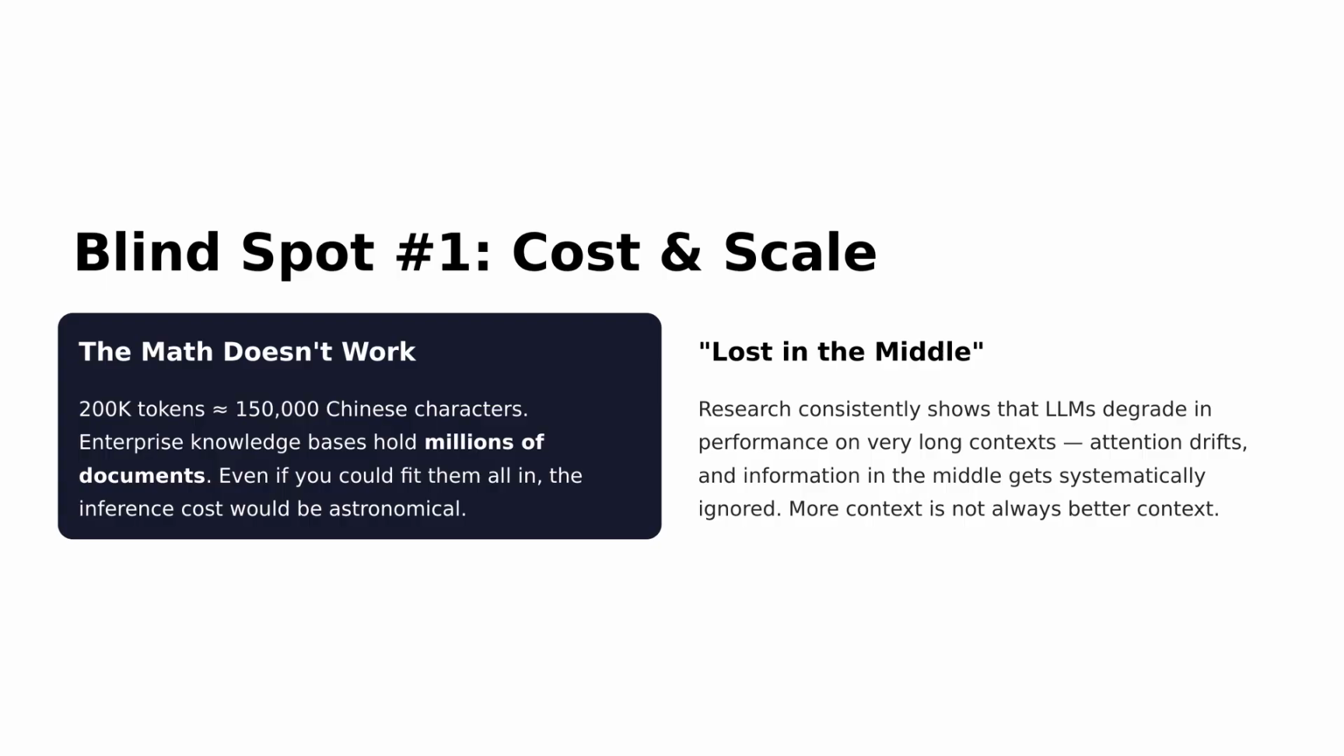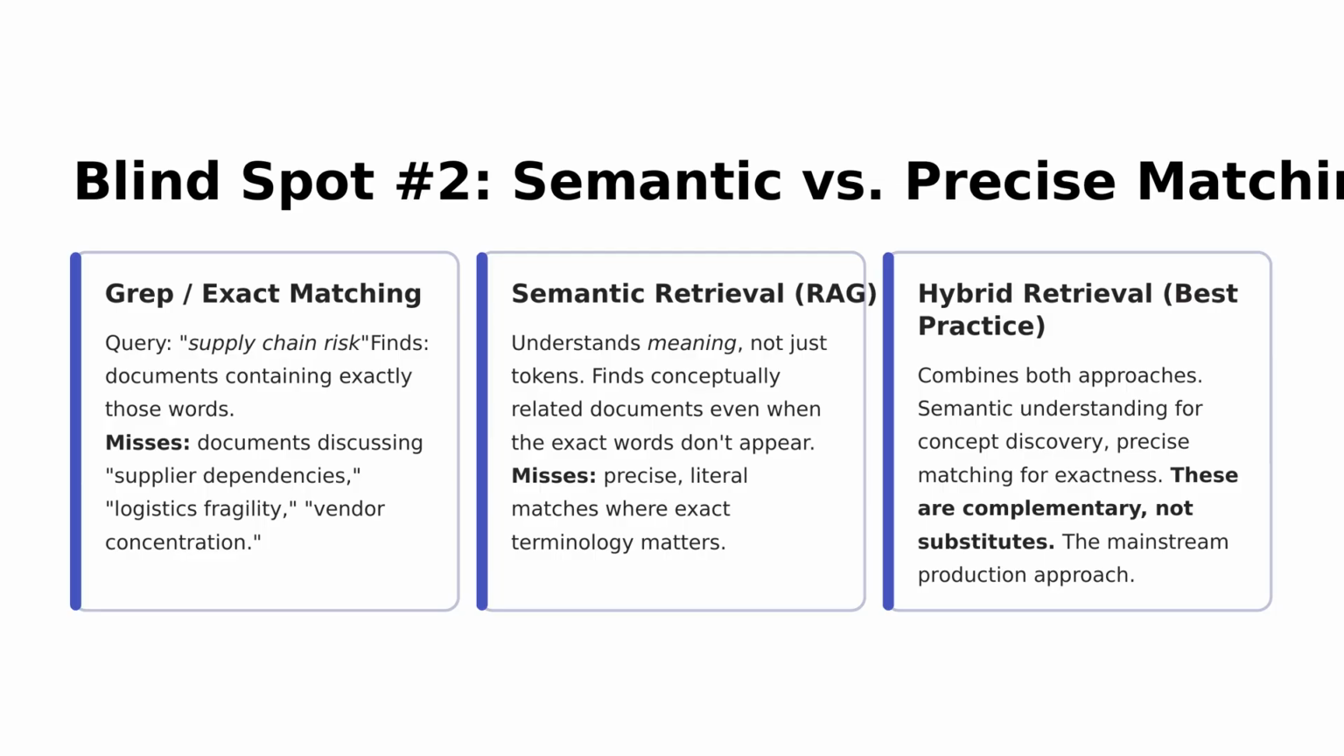Let's talk about the first blind spot: cost and scale. When dealing with large language models, the math simply doesn't add up. Imagine 200,000 tokens equating to 150,000 Chinese characters. Now think of enterprise knowledge bases with millions of documents. The cost to process all that data would be enormous. Plus, research shows these models struggle with long contexts, often missing crucial information in the middle, proving that more context isn't always better.